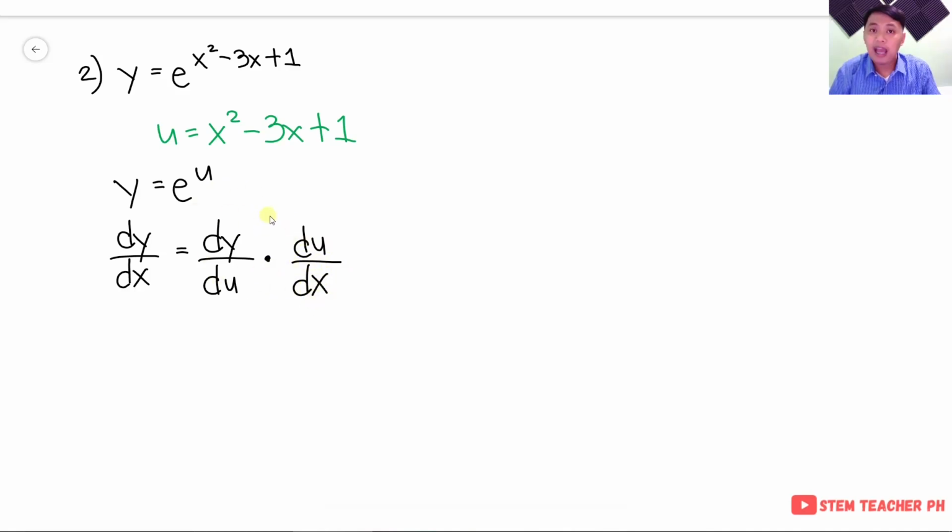Now, we can apply our differentiation, the derivative of y with respect to u, so this is equal to derivative, ang y is just equal to e raised to u. Walang magbabago dito, madali na to. And then, imumultiply lang natin siya sa derivative with respect to x nung u, that is x squared minus 3x plus 1.